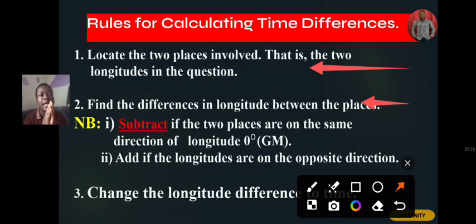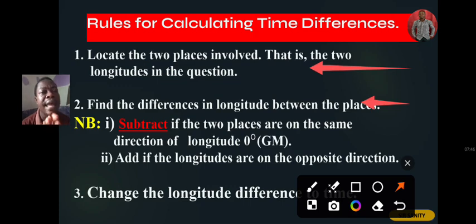Now, the key thing that you should bear in mind is that you must subtract if the two places are in the same direction of longitude. Let me say they are on the same hemisphere, east-east or west-west. If they are all in east-east or west-west, to know the difference in longitude, subtract the smaller one from the larger value. That is what you must do and know.